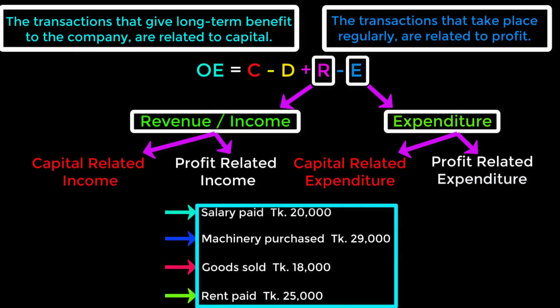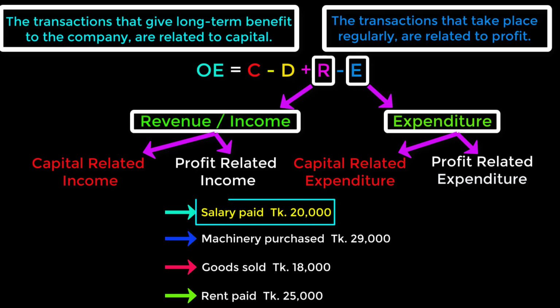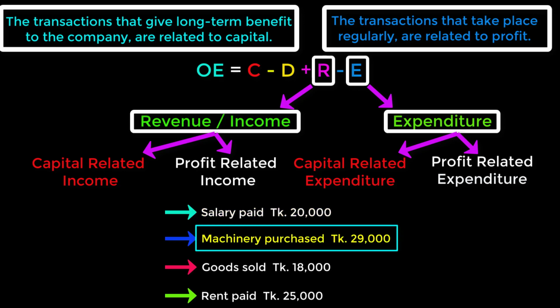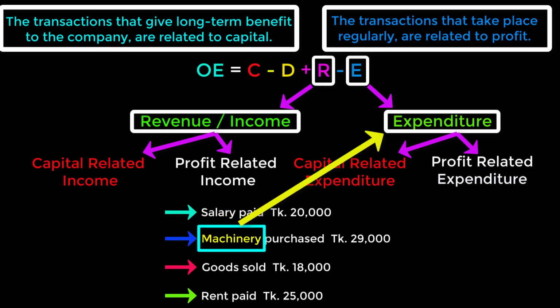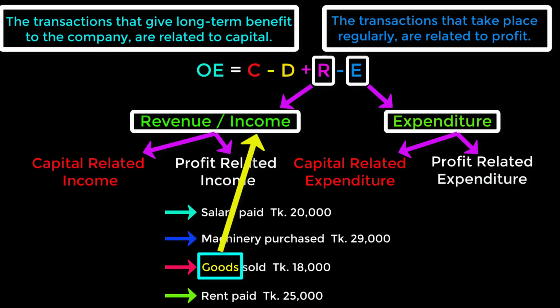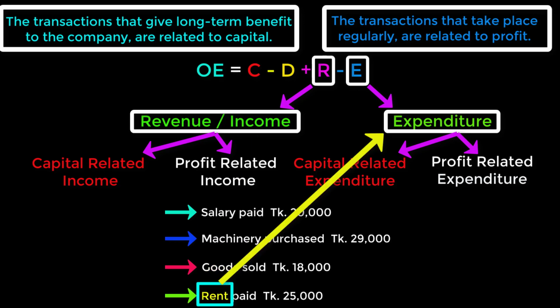Look at these examples now. Salary paid taka 20,000, machinery purchased taka 29,000, goods sold taka 18,000 and rent paid taka 25,000. We know that giving salary is an expense. Purchasing machinery is also an expense. Selling goods is an income. And paying rent is an expense.